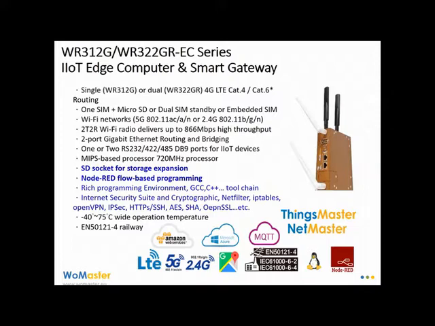One or two serial 3-in-1 ports. MIPS, the best processor, 720 MHz. We also support the SD card. The most important one is Node-RED flow-based programming. Some users can also use different tool chains for development, like GCC and C++. We also support security like OpenVPN, IPsec, and HTTPS. It has wide temperature range and railway certification. We also support MQTT, public clouds like Amazon and Microsoft, and our private cloud servers, SIMMaster and NameMaster.